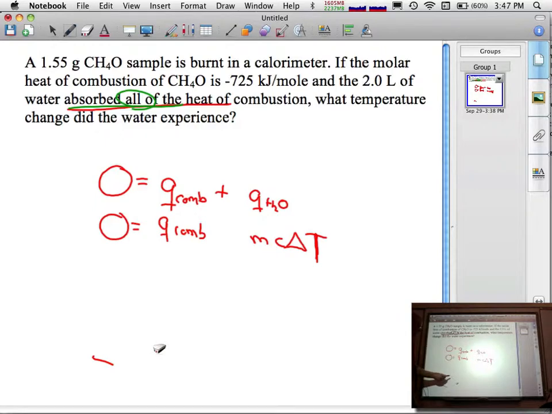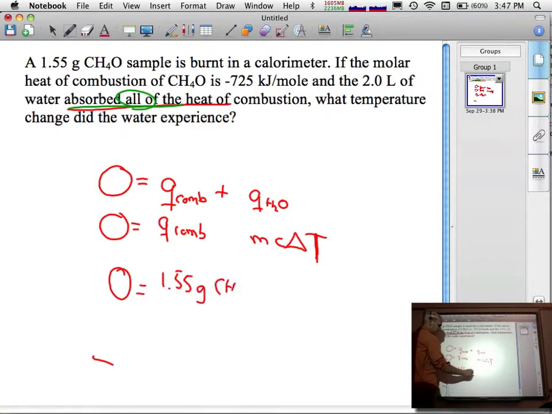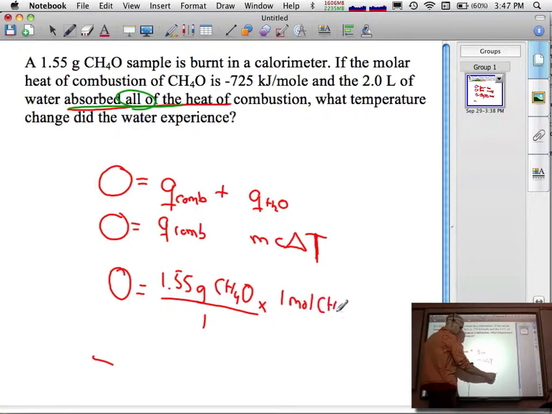So we're told that the heat of combustion of CH4O, of methanol, is negative 725 kilojoules per mole, and we know how much methanol we burnt. So we can either do this here or off to the side, but we need to do a little stoichiometry thing to figure out the heat of combustion of methanol. So we can say something like, I'll do it here instead of off to the side, Q equals 1.55 grams of methanol, CH4O, times 1 mole of CH4O over its molar mass.